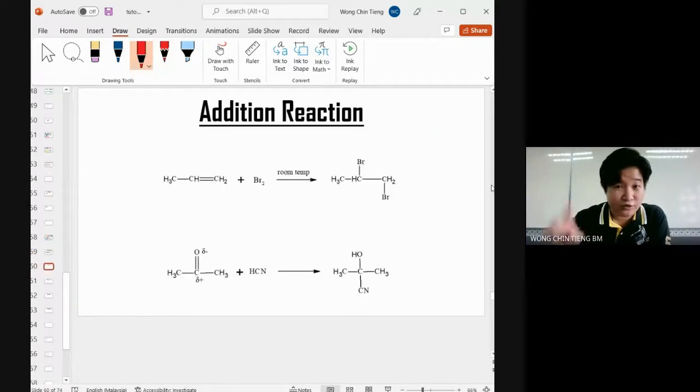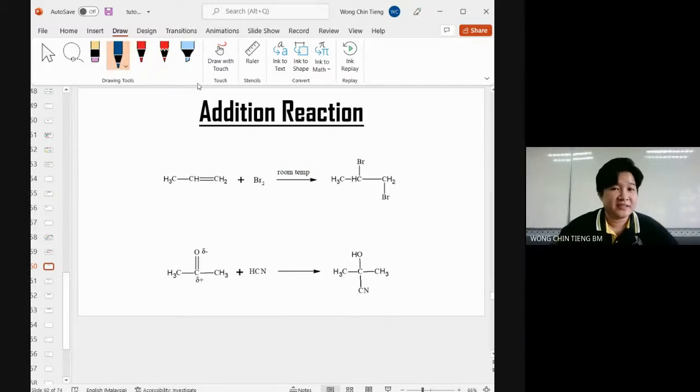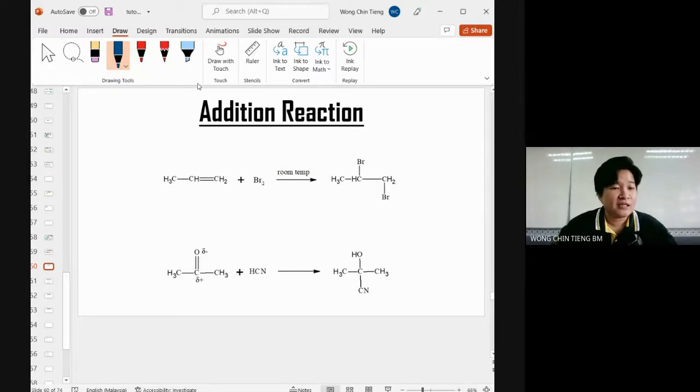Saya nak tunjuk contoh. Like I say, I want to show you for the addition only. How do we identify is an addition? Or how do we identify is the rest of the thing? Go through one carbon every single time from left to right, compare before and after. That is my before. That is my after.